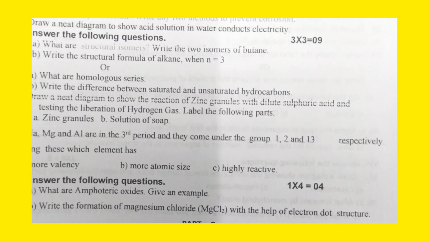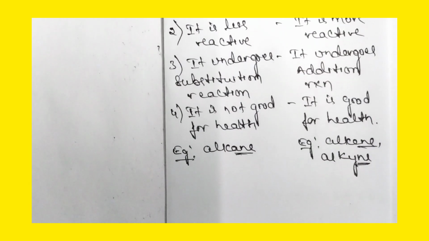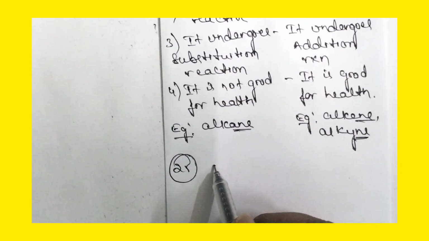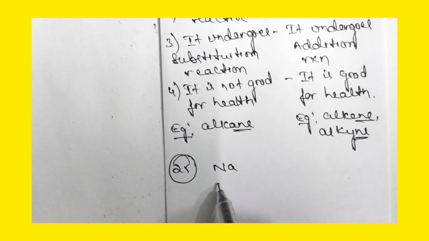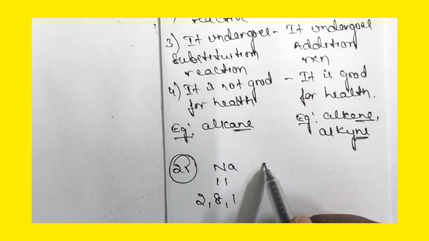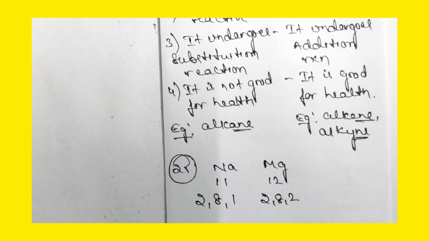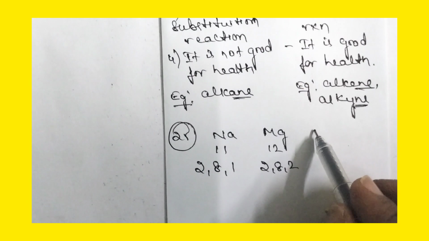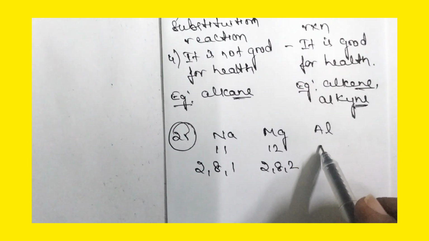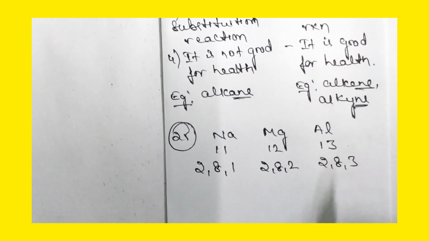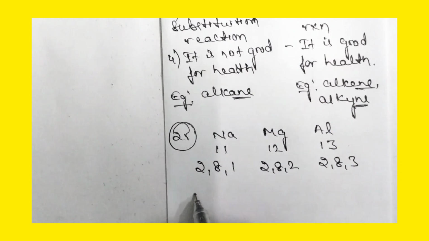So now let us write down. In the 24th is diagram. Now I am answering for 25th question. Sodium is given as, sodium atomic number is 11, so electronic configuration 2, 8, 1. And then magnesium, its atomic number is 12, 2, 8, 2. Then sodium, magnesium, one more is given, aluminium, its atomic number is 13. So 2, 8, 3.